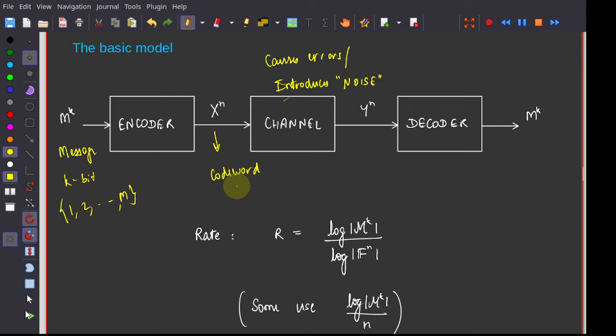You convert your k-bit message into maybe an n-bit code word. That's what I call the process of encoding, and this is sent across the channel, and at the output of the channel you receive some n-bit or n-symbol sequence, and the goal is to get back the original message as reliably as possible. In certain applications you will want these two to be exactly the same, but in certain applications you're okay if they're different with a small probability. You want to make sure that the probability of error is as small as possible, or it's exactly the same.